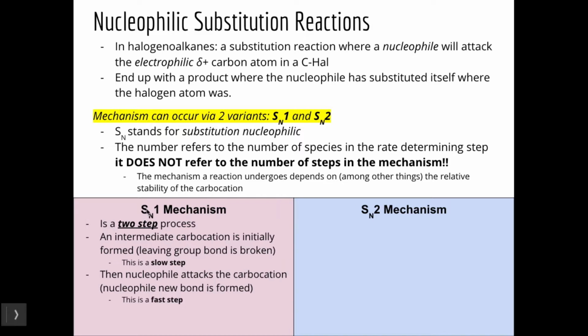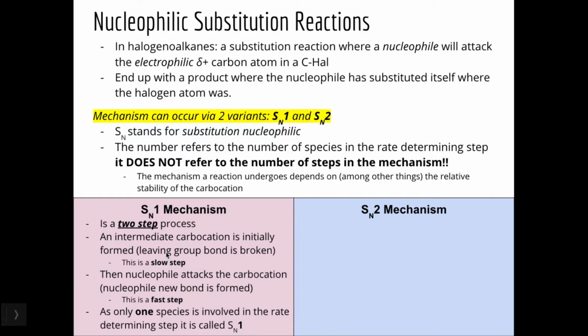Now, we can consider why it's called SN1 because we have a slow step and we have a fast step. Breaking the initial bond is a slow step, but once the carbocation is formed, we have a very good electrophile and then we have a nucleophile that can very quickly form the new bond, so that's the fast step. So that's why it's called an SN1 mechanism. Only one species is involved in the rate determining step.